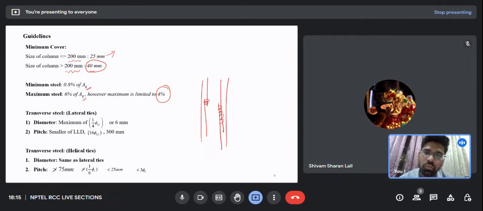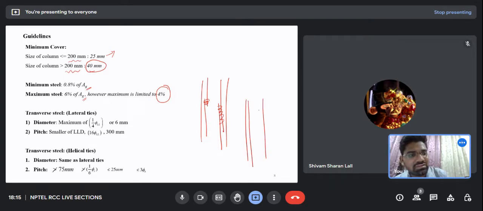That's why we limit it to 4%, so that even if there are lapsing in the column, we can have it in the range of 4 to 6%. Now talking about the transverse steel, this is the transverse steel, that is the lateral ties. And these lateral ties have a criteria for diameter and a criteria for pitch. Pitch is the distance between these two ties. So we need to follow these guidelines.